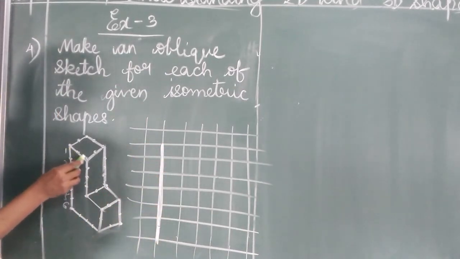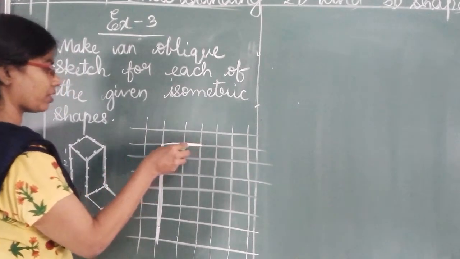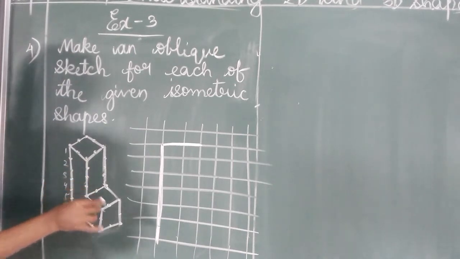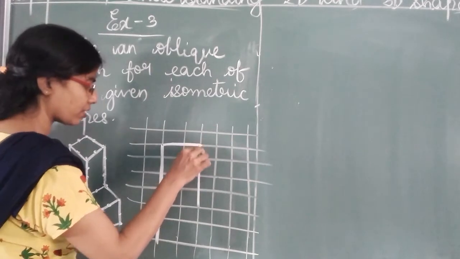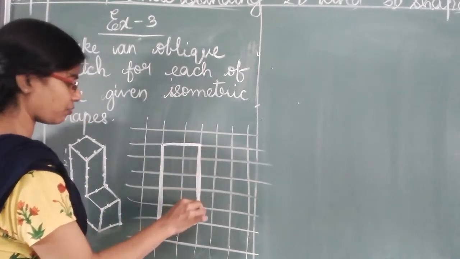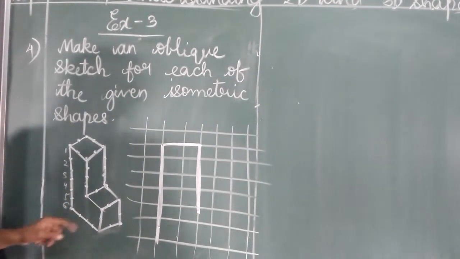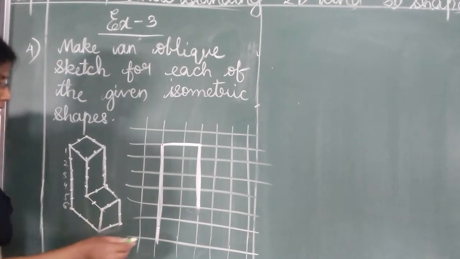Next 1, 2. So let's join 2. Then 1, 2, 3, 4. So here 4 you got. Next after that you know that there is only one that you have to draw. Here 2 are there in the sketch.